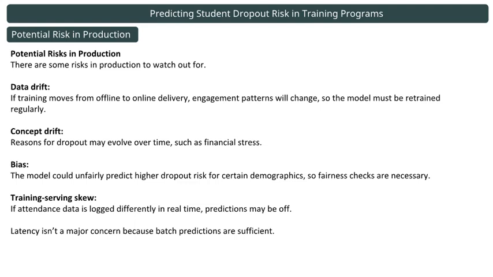Third, bias. The model may unfairly predict higher dropout risk for certain demographics, so fairness checks are important. Fourth, training serving skew. If attendance data is logged differently in real time, predictions may be inaccurate. Latency, however, is not a major issue, since batch predictions are sufficient.